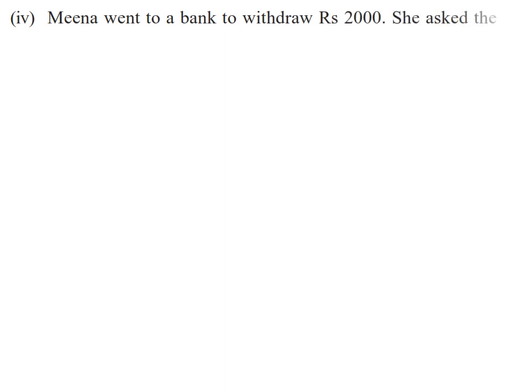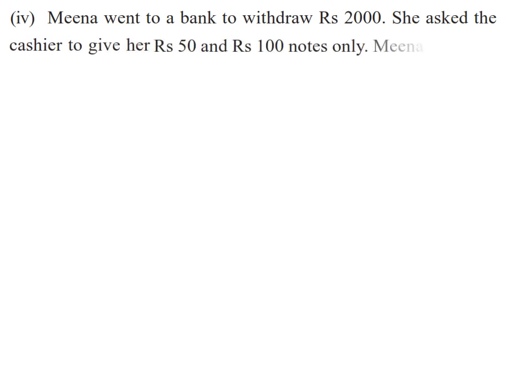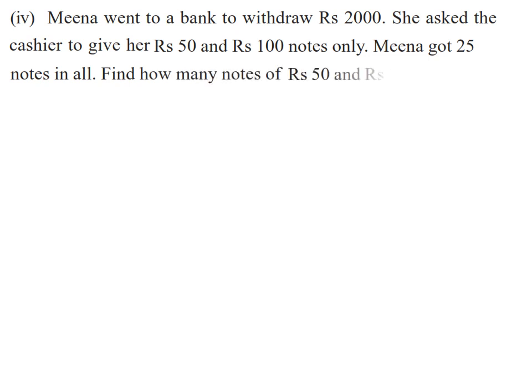Now the fourth question is, Meena went to a bank to withdraw rupees 2000. She asked the cashier to give her 50 rupees and 100 rupees notes only. Meena got 25 notes in all. Find how many notes of rupees 50 and 100 she received.